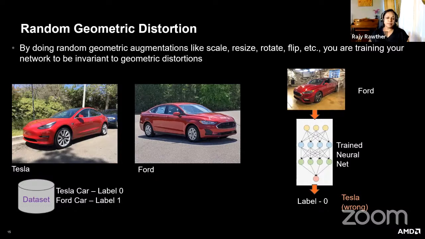You might have guessed it. A human being can really identify this is a Ford car, but the neural network model which was trained with this data set will identify this as a Tesla car, which is wrong. So this is an extreme example, but I'm showing this to help understand the importance of doing random or geometric augmentation while training a neural network model.